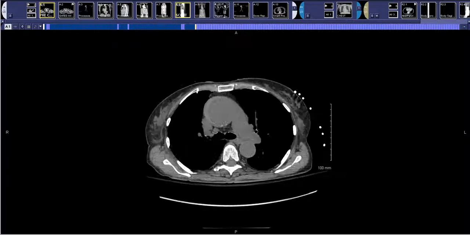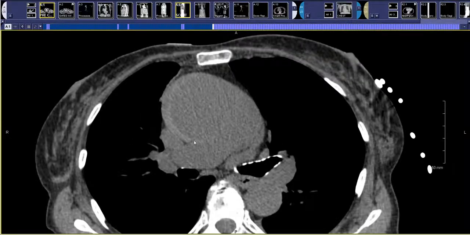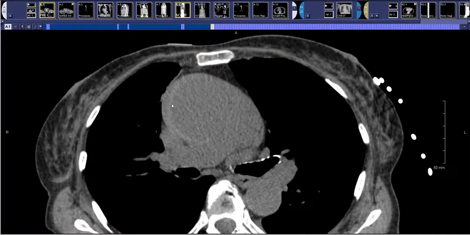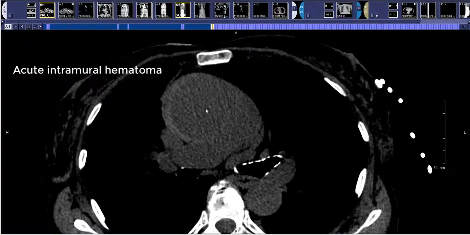As we scroll through here, you can see that the ascending aorta is dilated, and if I zoom in, you can really tell that there's a crescentic area of higher attenuation within the ascending aorta. That's an acute intramural hematoma. That's the whole reason that all of these studies start off with a non-contrast scan.